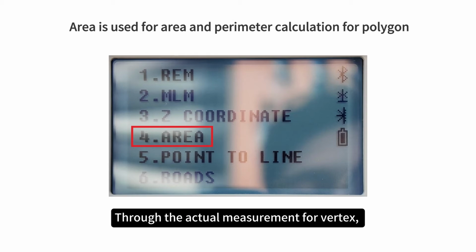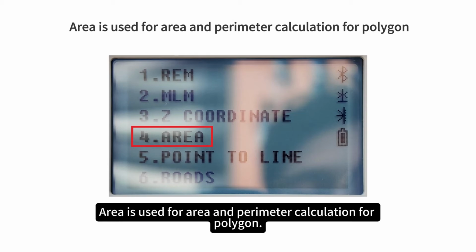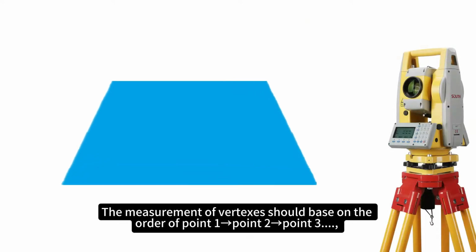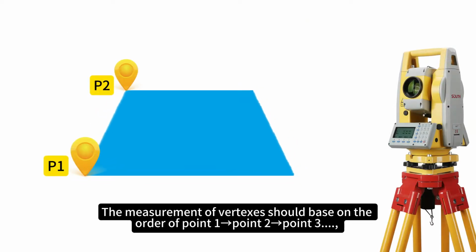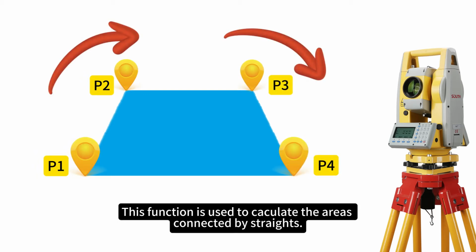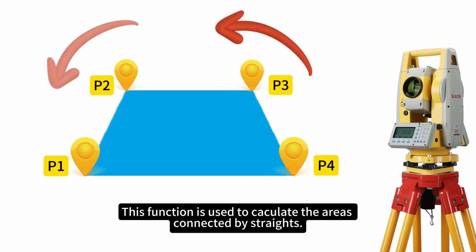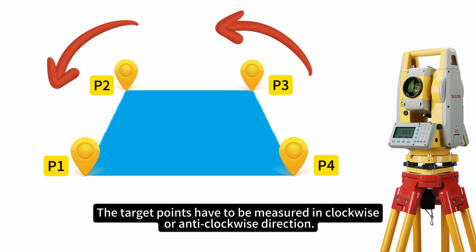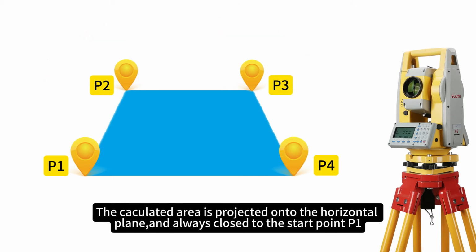Through the actual measurement of vertices, Area is used for area and perimeter calculation for polygons. The measurement of vertices should be based on the order of point 1, point 2, point 3 in clockwise or anti-clockwise direction. This function is used to calculate the areas connected by straight lines. The target points have to be measured in clockwise or anti-clockwise direction. The calculated area is projected onto the horizontal plane and always closed to the start point P1.